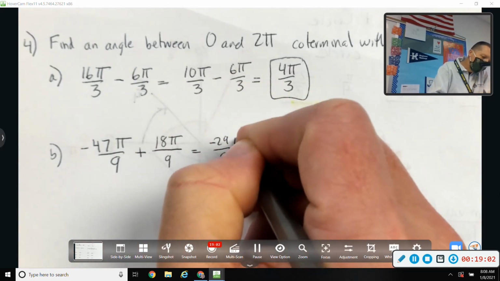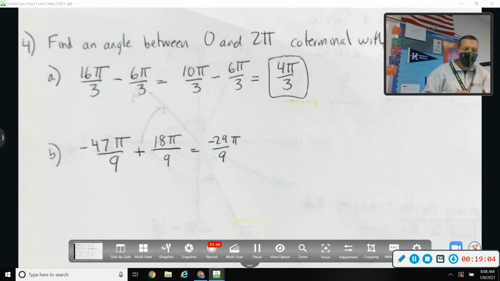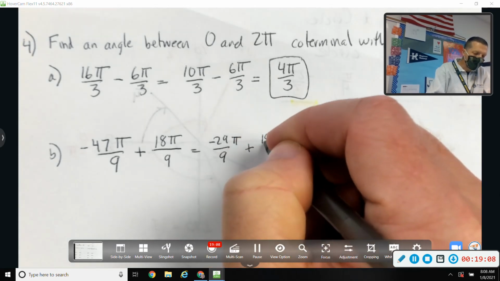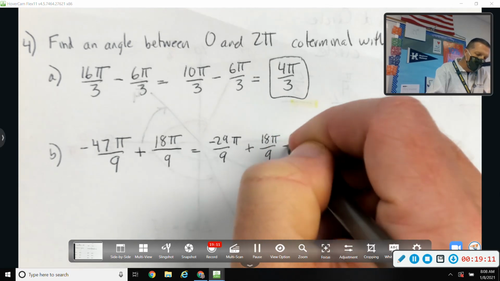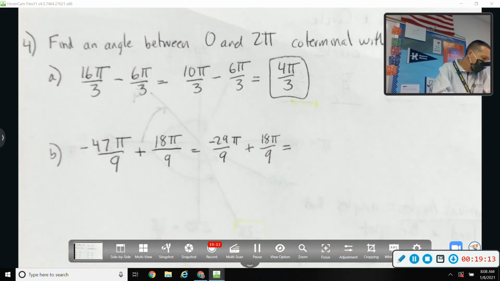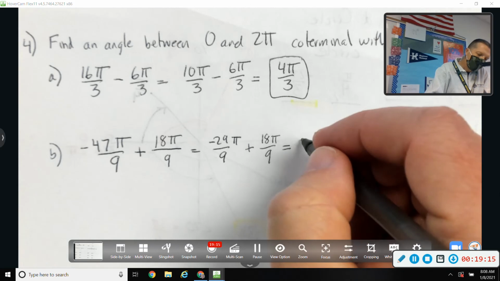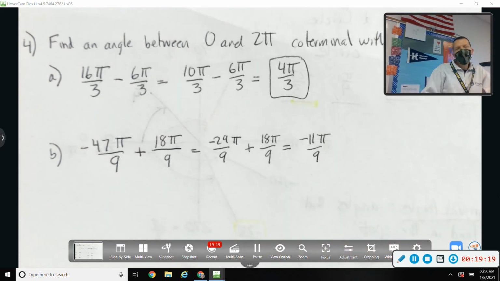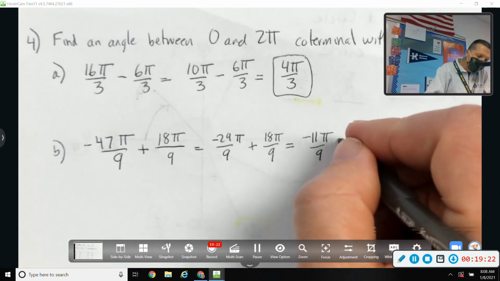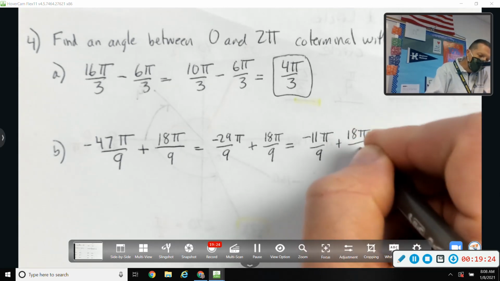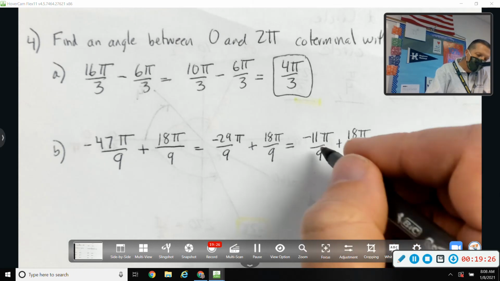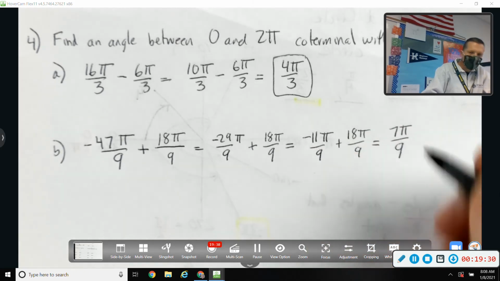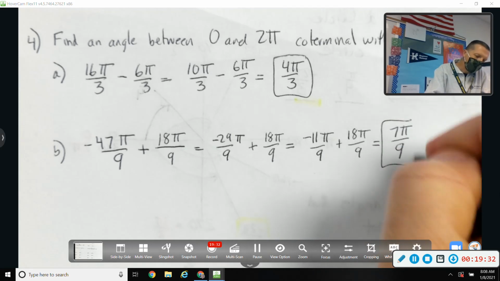Negative 29. Still not okay. I guess this one's easier to know when you get there because you won't be negative anymore. So we'll add 18 again. Negative 11 pi over 9. Still not there, but that's okay. This is an easy problem. Just keep adding 2 pi until we get there. Negative 11 plus 18 would be 7. 7 pi over 9. That's between 0 and 2 pi, so we're good.